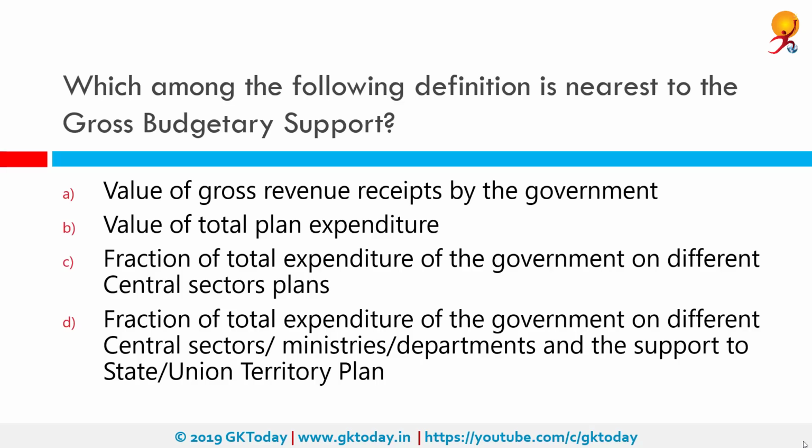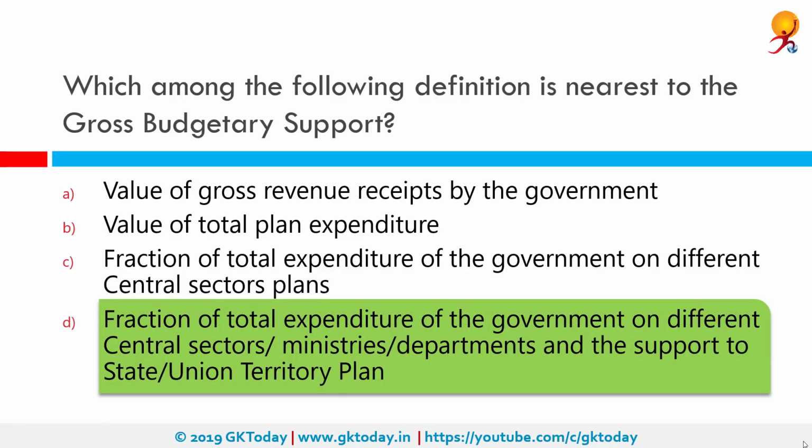Which among the following definition is nearest to the gross budgetary support? So let's first hear what is the definition. Now, gross budgetary support is an important component of the central plan of the Government of India. The government support to the central plan is known as gross budgetary support. The gross budgetary support includes tax receipts and other sources of revenue raised by the government. So this is basically whatever money the government is earning via revenues, whether it's taxation or non-tax related revenues. And this is meant to support the government's plan for the next budget.